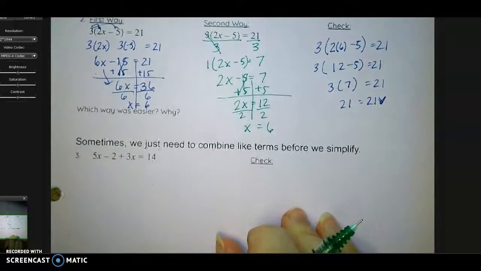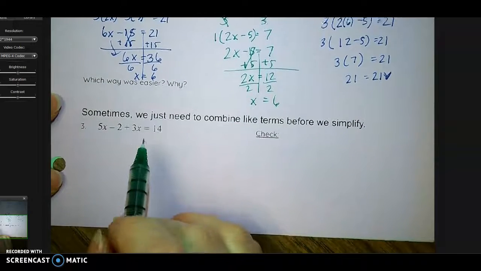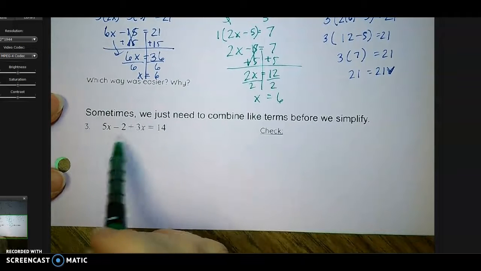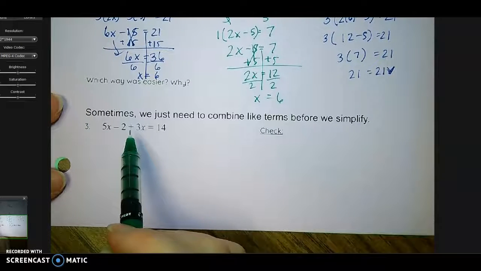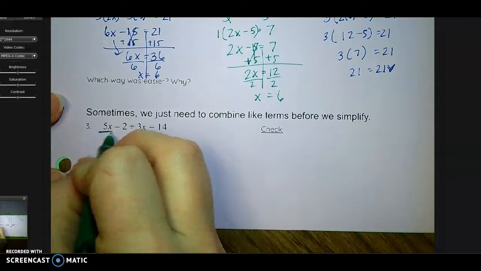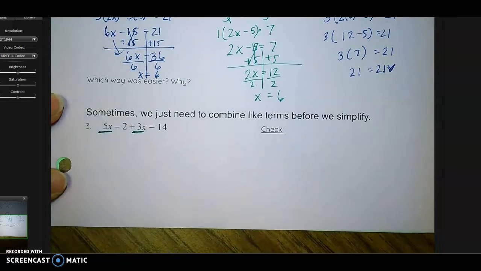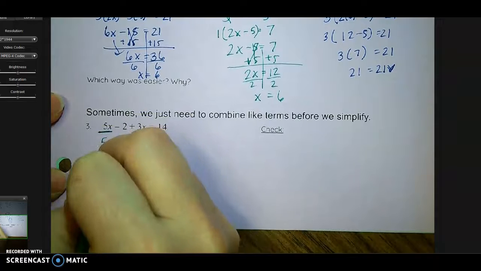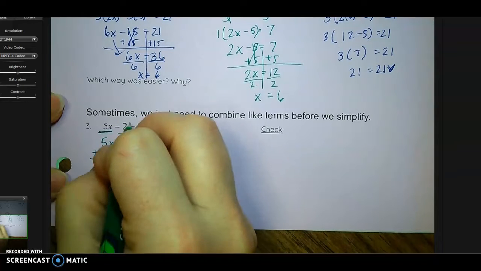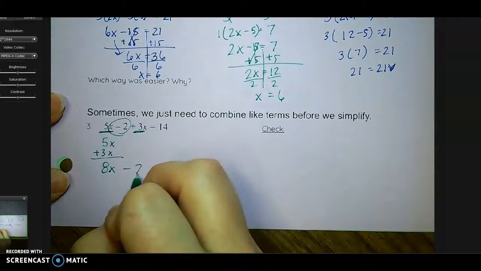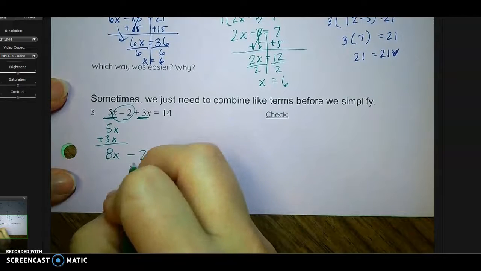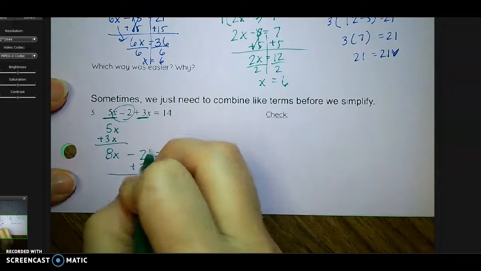Down here at the bottom, it says sometimes we just need to combine like terms before we simplify. So I'm like, I don't see any parentheses. I don't need to do any distributive property, but I do notice that I have some x's here and some x's here. So I have to think of 5x plus 3x, which is 8x. I still have my minus 2. And it's still all equal to 14. And now that looks like those two-step equations that we have been solving.